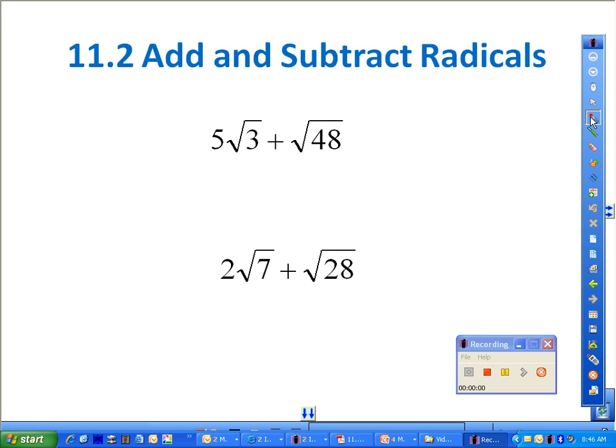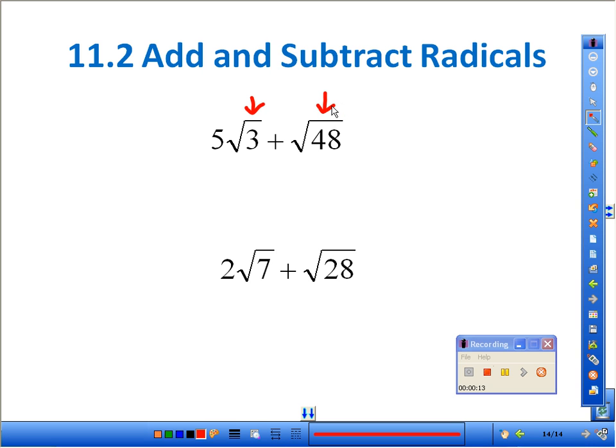In order to add or subtract radical expressions, each term has to have the same radicand. In this first example, we have the square root of 3 and the square root of 48. Those are not the same, so we cannot combine them. You can kind of compare this to combining like terms. So what we need to do is look to see if anything can be simplified.